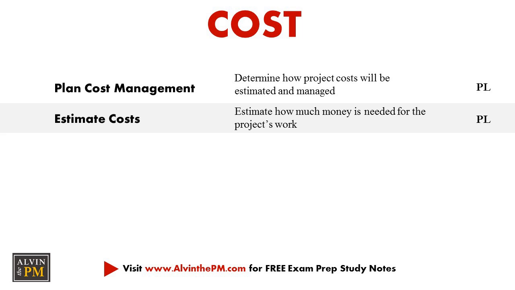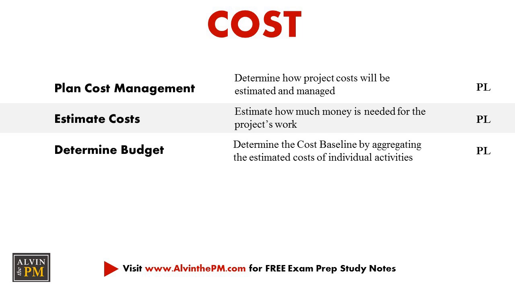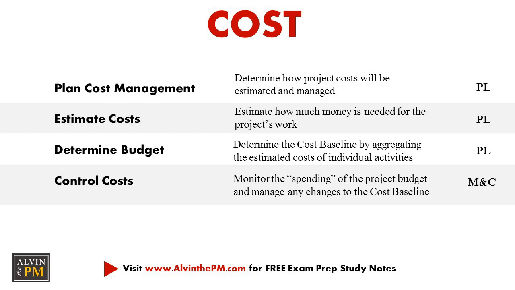The next step is to estimate costs, where we approximate the financial resources that we need to complete our activities. And using these estimates, we can determine the budget by taking the cost of all of the individual activities and summing them all up, also known as cost aggregation, to calculate the cost baseline. The last process is controlling the cost and seeing if we're overspending or underspending our budget.